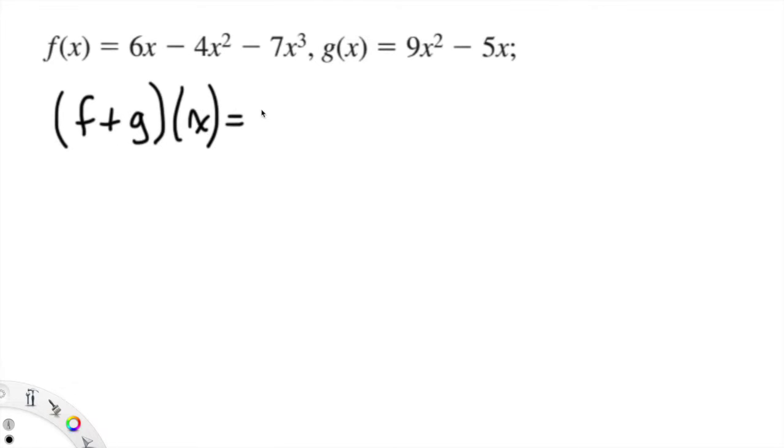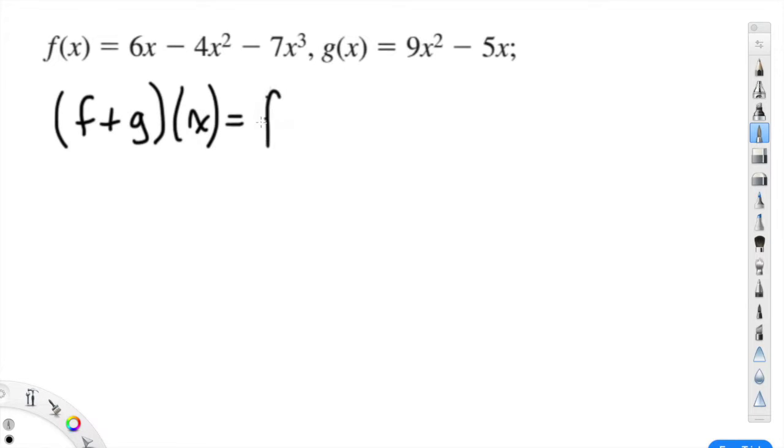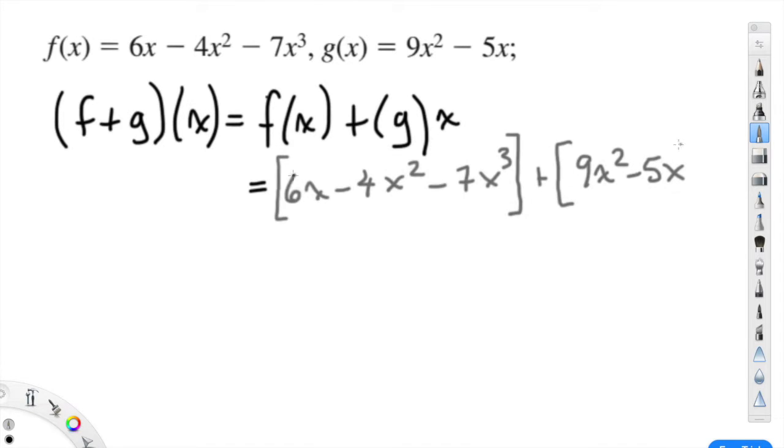So f plus g of x is always the same thing as f of x plus g of x. Please do not make the mistake of multiplying these. You add them together. The way you do that is you just go term by term, degree by degree.